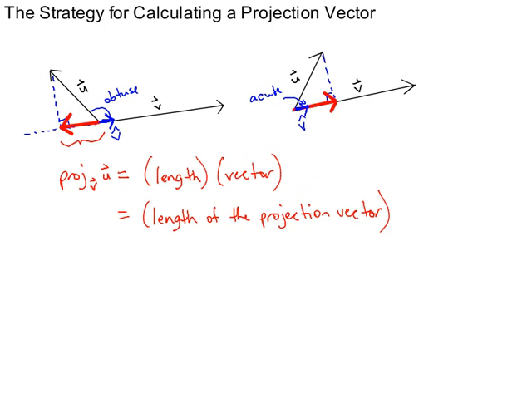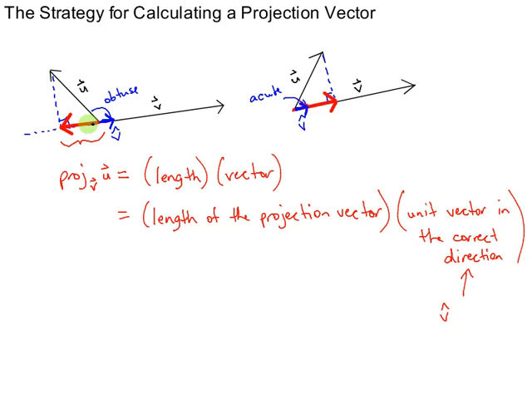So the vector here that we multiply by is going to be the unit vector in the correct direction. So in this case, where the angle is acute, I want my unit vector pointing in the same direction as v. So in this case, my unit vector is actually v hat. But if the angle between the two vectors is obtuse, my unit vector v hat is pointing the wrong way. I need it to point the other way.